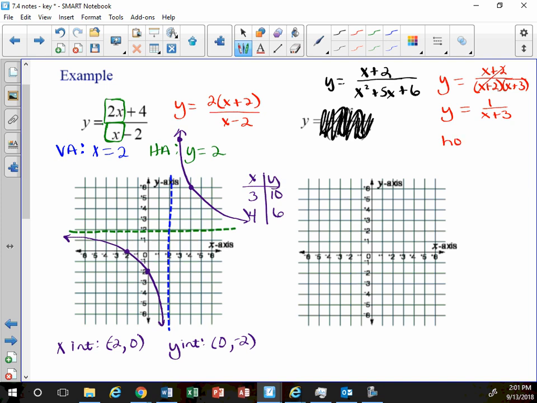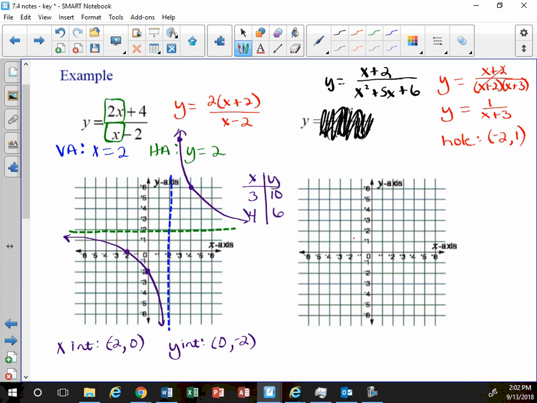Your hole, you have to tell me where it happens. So we canceled out this x plus 2. So what x value do you think your hole happens at? Negative 2, right? So what would make that 0? Okay. So the x is negative 2. How am I going to find the y value? Plug it into your new reduced one. It's not going to work if you plug it into the top one, okay? So I'm going to plug it in here. So what's 1 over negative 2 plus 3? 1. So you have a hole at negative 2.